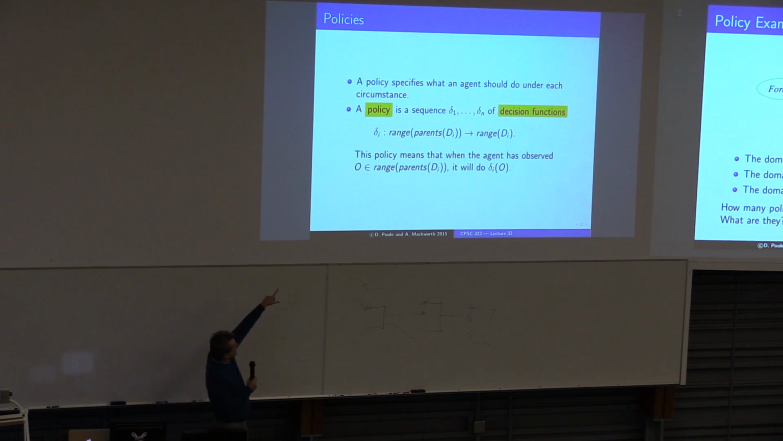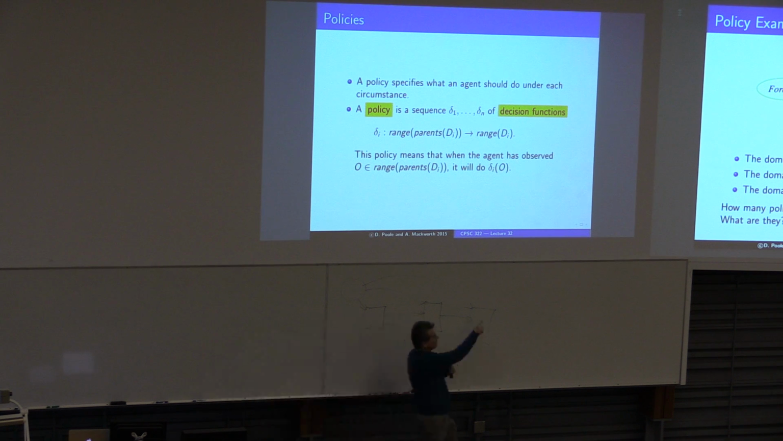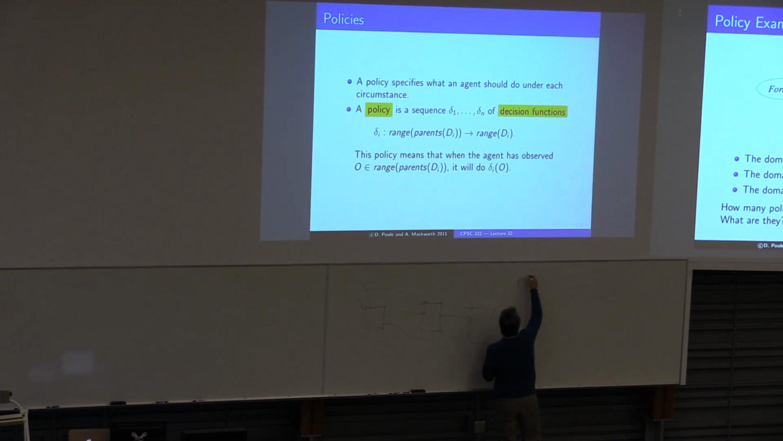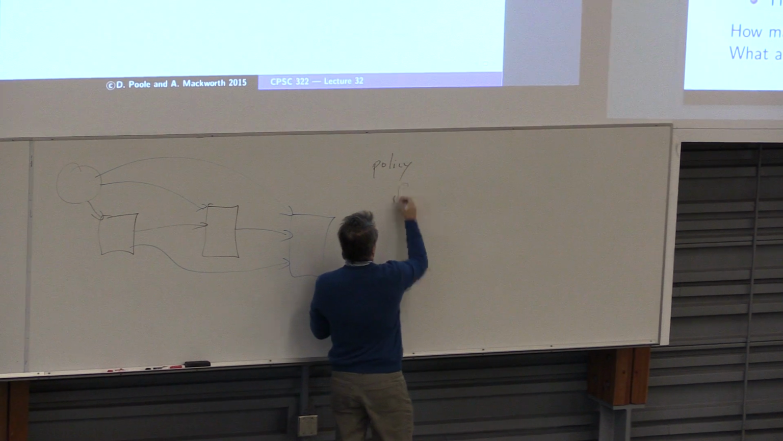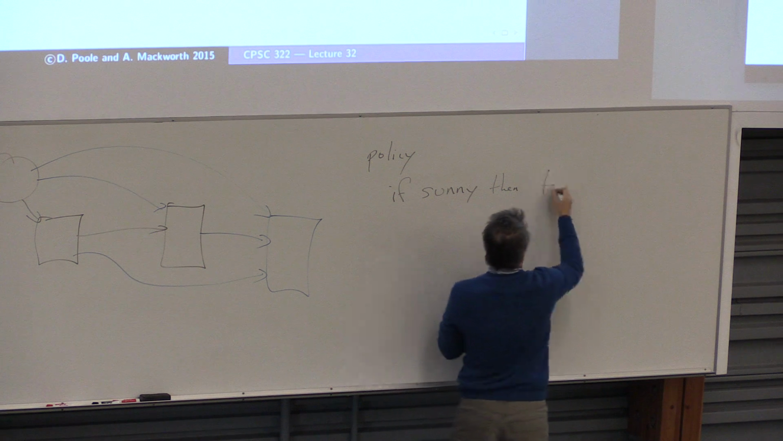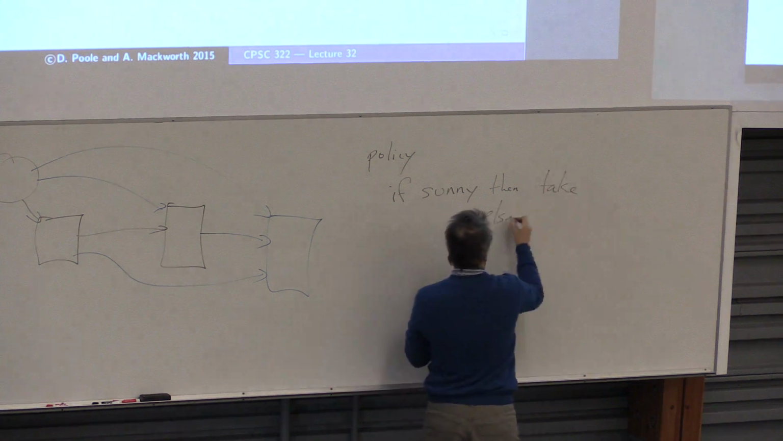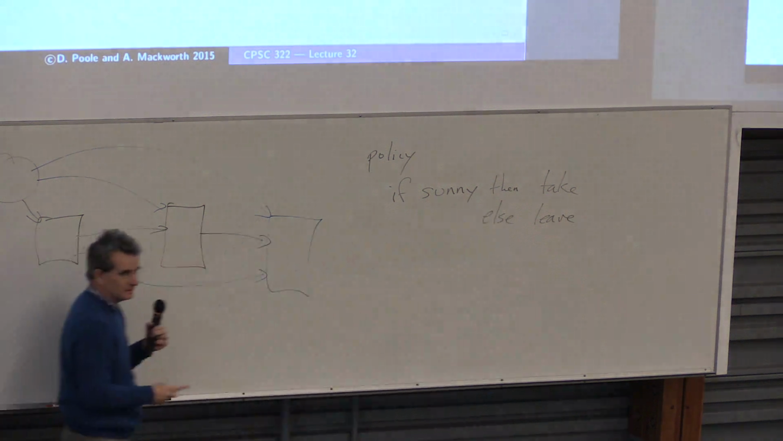So now we have this policy. A policy here has got to be a function from the parents of umbrella into the umbrella. So in here the domain of the umbrella is take it or leave it, and the forecast is either sunny, cloudy, or rainy. So a policy is something like: if sunny, then take, else leave. That's a policy.